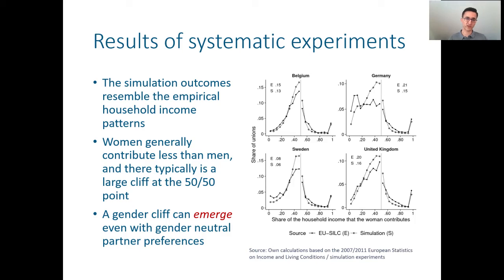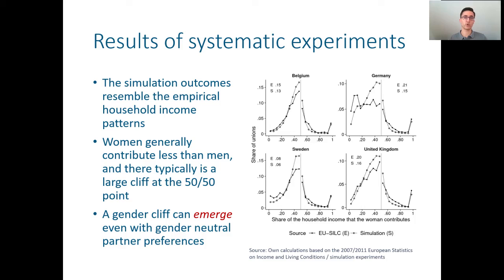Thus, what our results suggest is that, given the individual income differences that exist between men and women, a gender cliff in the relative income distribution within unions can emerge, even if they do not have a preference for a situation in which the man out-earns his wife.